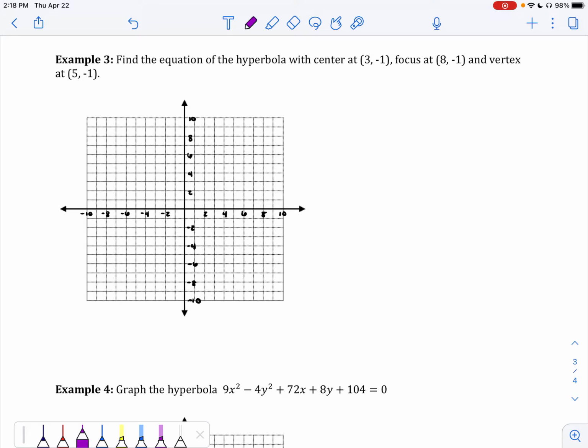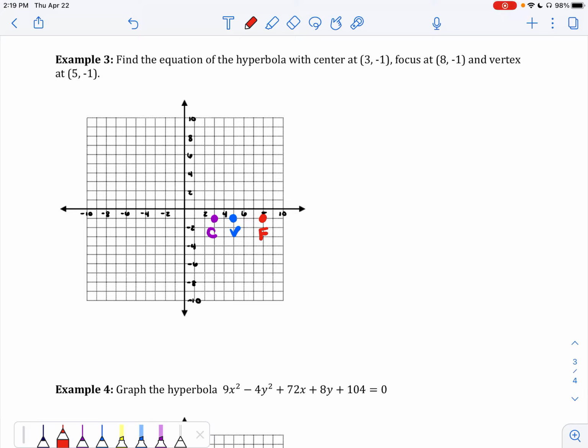On this one, it asks us to find the equation of a hyperbola with its center at 3, -1. I'm going to just plot this as I read. Its center is at 3, -1. We have a focus at 8, -1, and we have a vertex at 5, -1. This was our center, our vertex, and our focus. So we're trying to find the equation of this hyperbola.